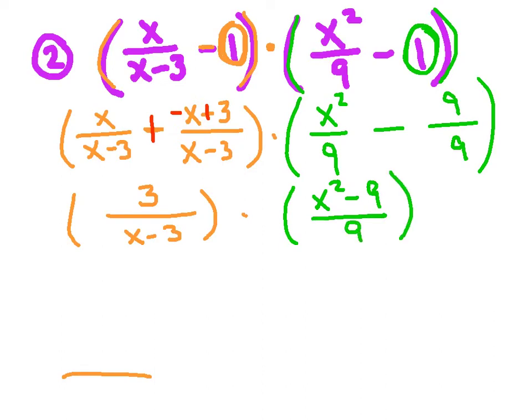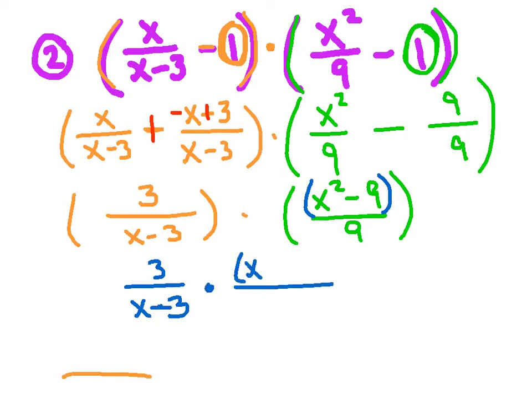My denominator stays 9. Now here you've come to a point where you've got two options. You could just multiply straight across right now: numerator times numerator, denominator times denominator. But there is a little bit of a shortcut lurking here. What you'll notice is that the numerator over here factors, and it factors very nicely. So we're going to factor that numerator.